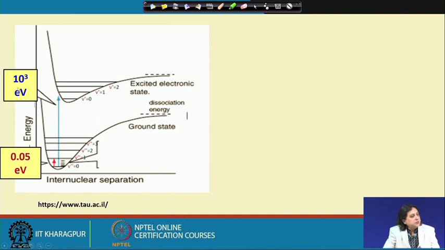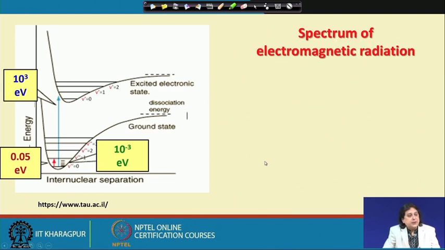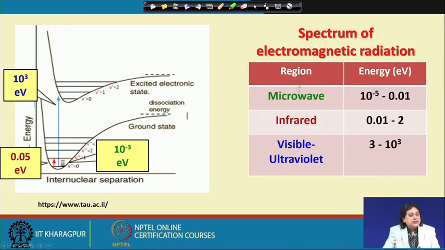0.05 electron volt, much smaller than what you required for the electronic transition. And then I still have finer structures associated with each vibrational level. So, what is the amount of energy if I want to go from one rotational substate of a given vibrational state to another? This is about 10 to the power minus 3 electron volt. So, how do I know these energy values? Actually, it is known from the spectrum of electromagnetic radiation that if you look at the different regions, this is the energy scale that is associated with the visible ultraviolet region.